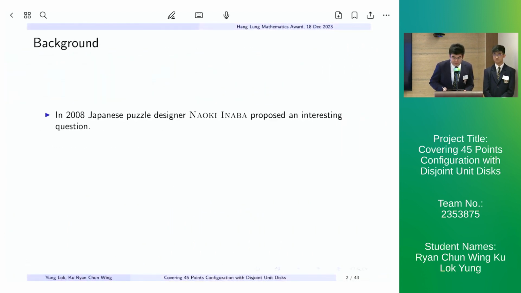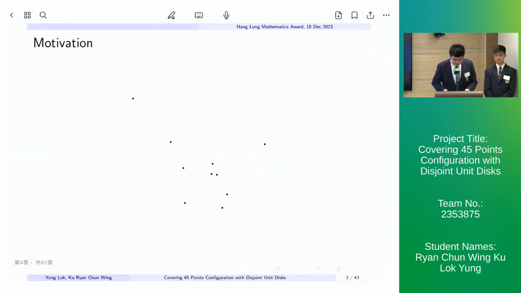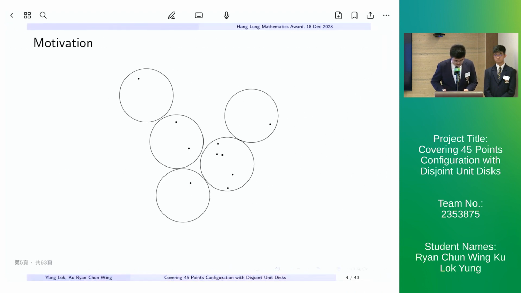Our motivation for this paper originated from an interesting question proposed by Naoki Inaba in 2008. The question asks about the existence of a configuration of 10 points on a plane, such that no combinations of non-overlapping coins can cover it. For example, we chose these 10 points as shown on the screen. We can see that it can be covered by coins modeled as disjoint unit disks, as shown.